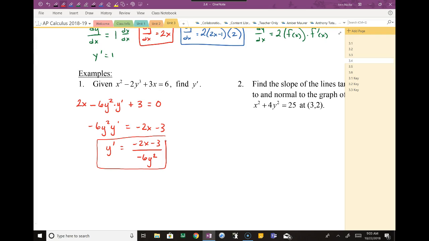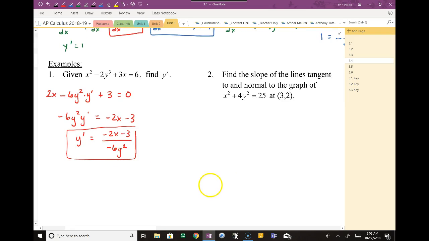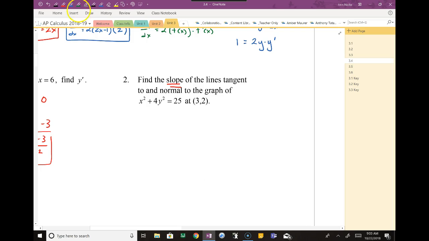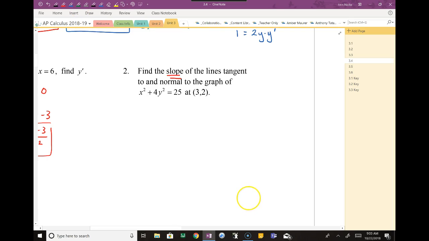All right, now question number 4, same idea. The only difference now is that we have a point. It says find the slope of the tangent line. So anytime I'm finding a slope, I'm going to find the derivative, and then I just plug the point in. This time I'm going to actually have an x and a y, so this y is actually going to come into play for the first time.